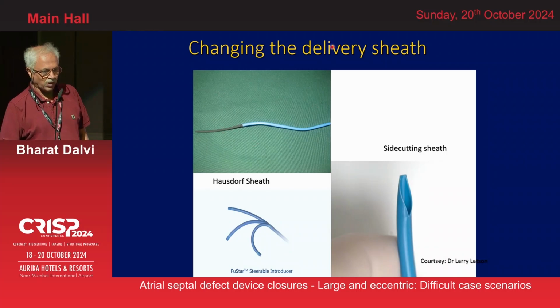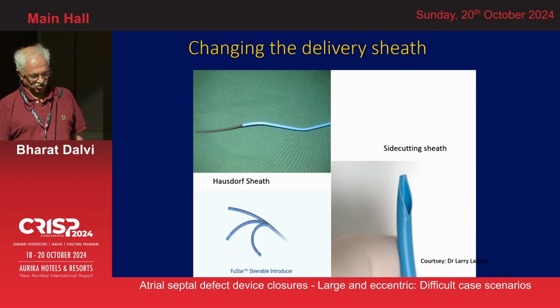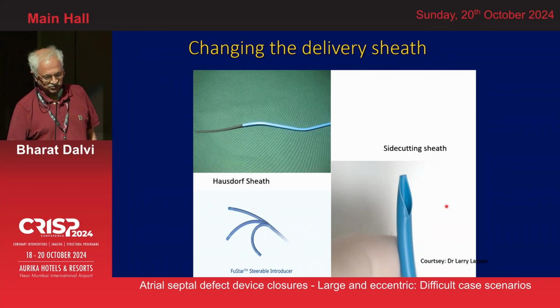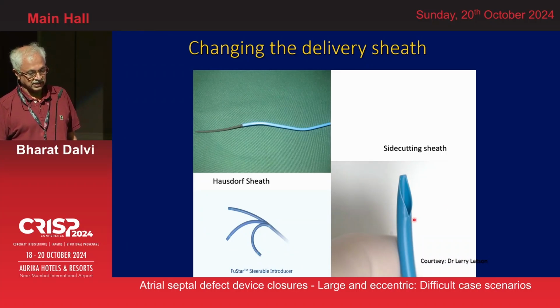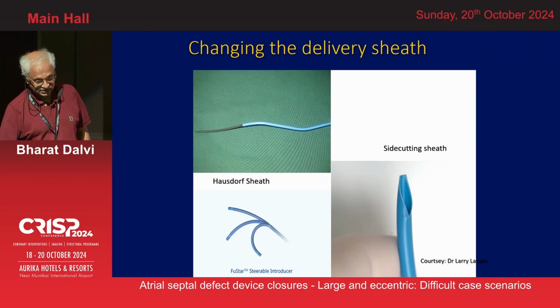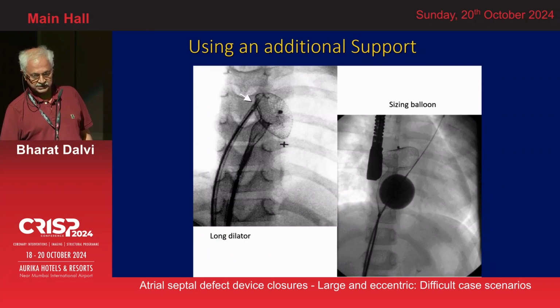Or you can use one of these delivery sheaths, either a Hausdorff sheath, which is not very easily available, Fustar, which is definitely available from Lifetech, or what we call a side cutting sheath. The only problem of this sheath is that if the device doesn't sit properly and you have to slenderize the device again, these cut edges might fold themselves inside, and then taking the device in may be really difficult.